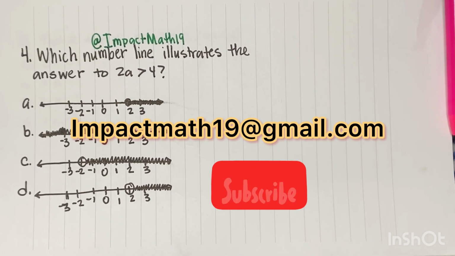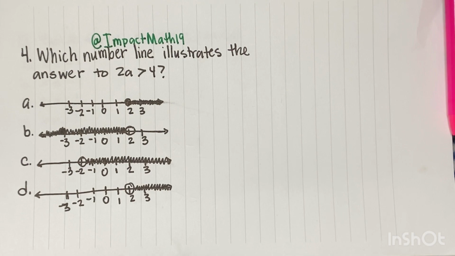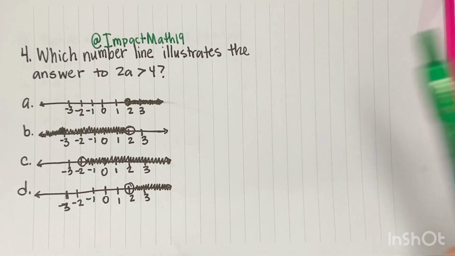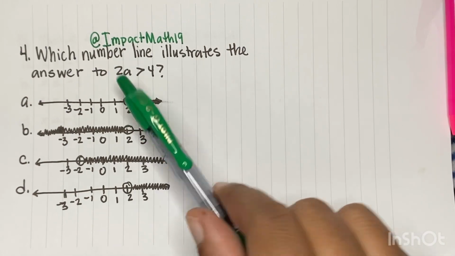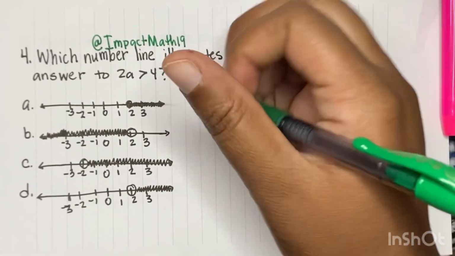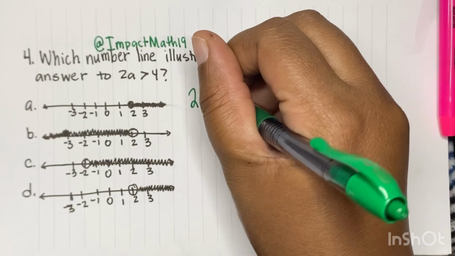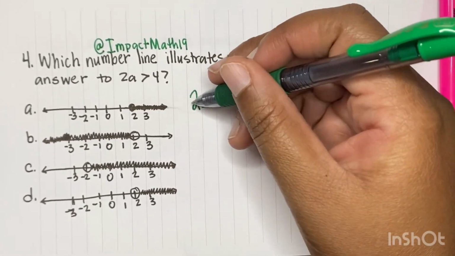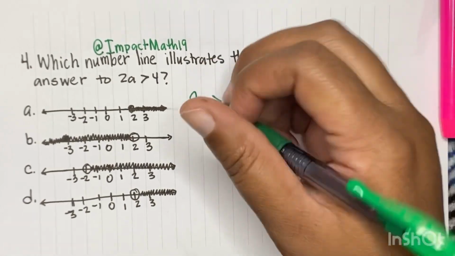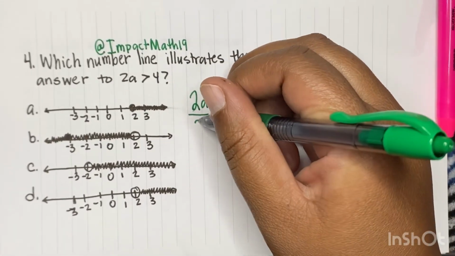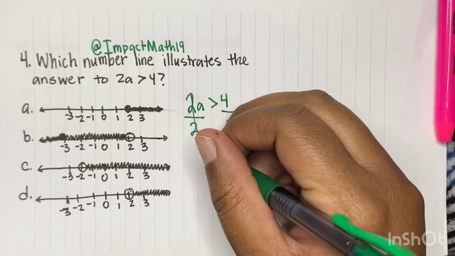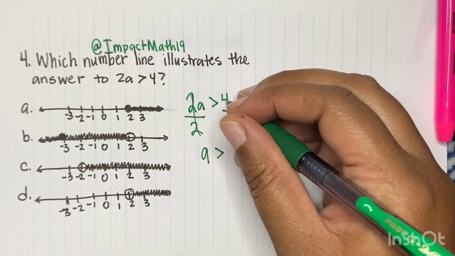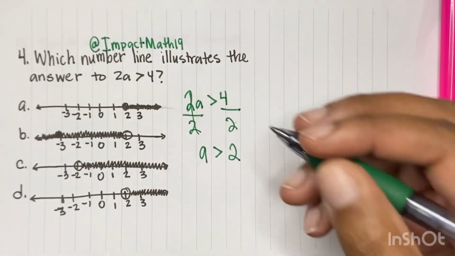Number 4. Which number line illustrates the answer to 2a greater than 4? Okay, so first we want to solve this for a. And remember, whenever you have a number attached to a letter called a variable, they're multiplied together. So to undo multiplication, we have to divide by 2 to both sides. So we say a is greater than 4 divided by 2, which is 2.